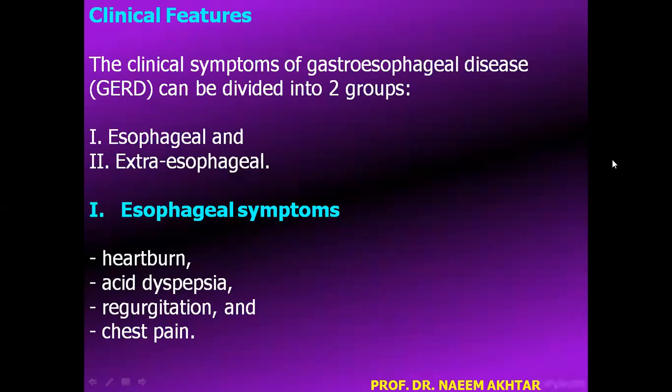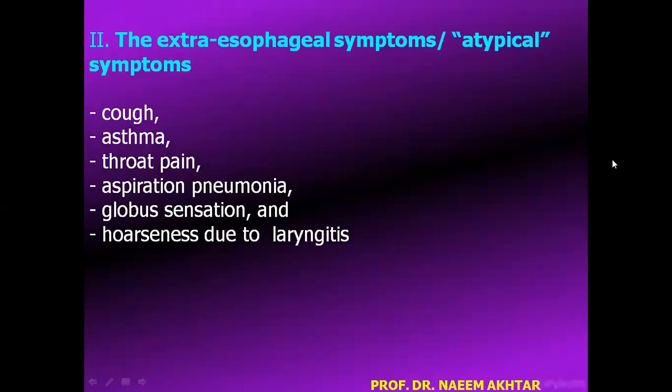Clinical features. The clinical symptoms of gastroesophageal reflux disease, GERD, can be divided into two groups: esophageal and extraesophageal symptoms. Esophageal symptoms include heartburn, acid dyspepsia, regurgitation, and chest pain. Whereas the extraesophageal symptoms, which are atypical symptoms, include cough, asthma, throat pain, aspiration pneumonia, global sensation, and hoarseness due to laryngitis.